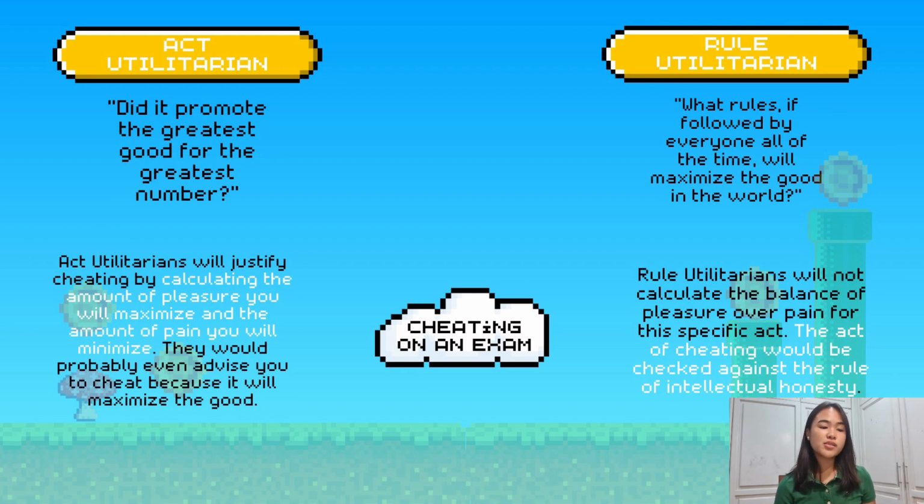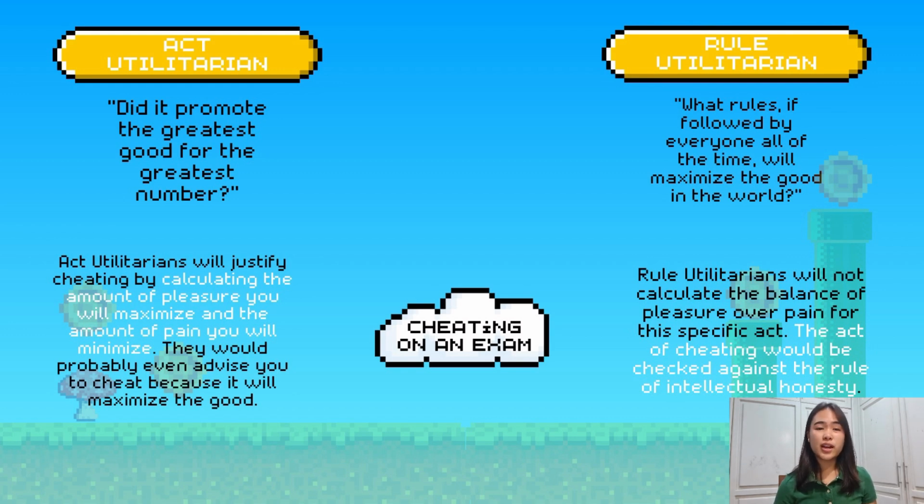However, they would also consider the risk of getting caught, the potential harm to others' trust, and any other future consequences that might lead to greater unhappiness. On the other hand, rule utilitarians will not calculate the balance of pleasure over pain for the act, but the act of cheating would be checked against the rule of intellectual honesty.